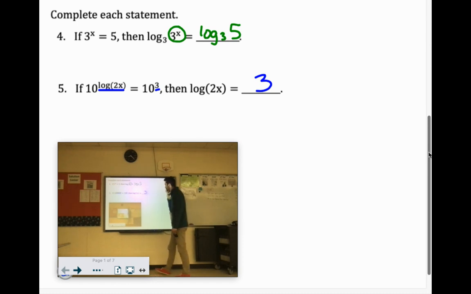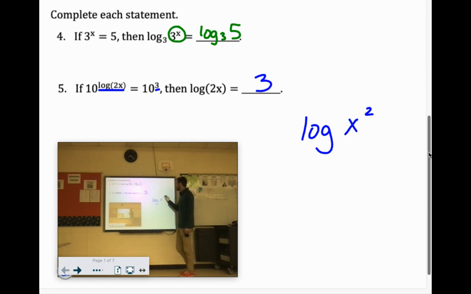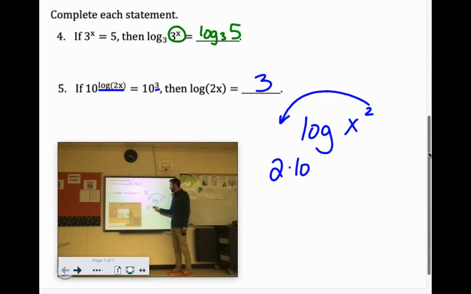Hey, a couple of things. So remember, if you had something like this, we can kick that exponent to the front and then turn it into multiplication, right? That's going to be a pretty important thing when we're solving the logarithmic equations today.